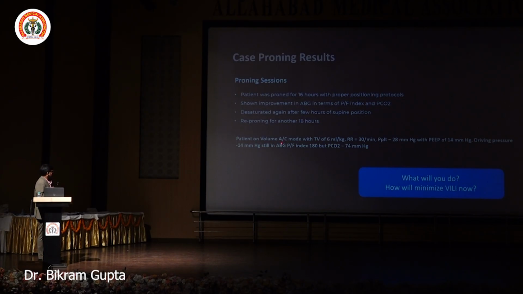Now the patient is on the volume assist control mode with the tidal volume of 6 ml per kg, respiratory rate is 30, P plateau is 28, PEEP of 14, and driving pressure is 14, and PF is showing 180, PCO2 is 74 now. So PF index is improved from 105 to 180. Then PCO2 here is 74. So what will you do? How will you minimize the ventilator-induced lung injury now?